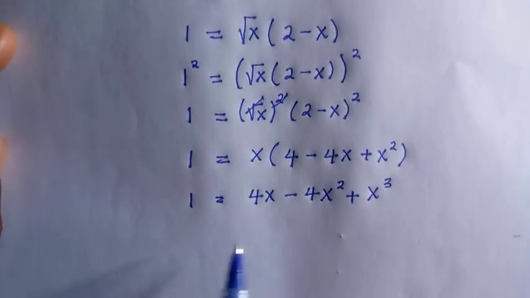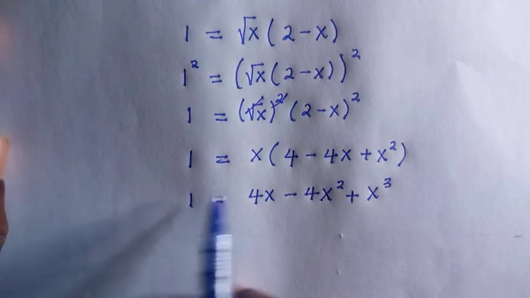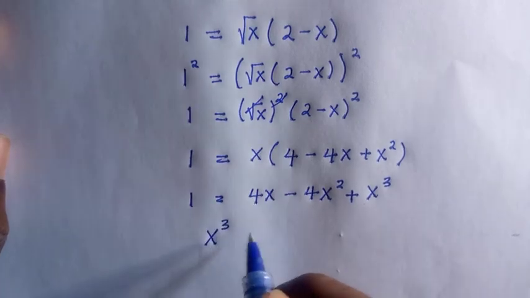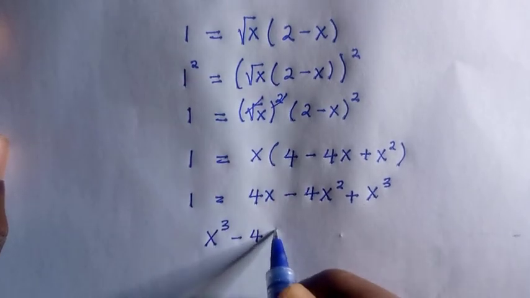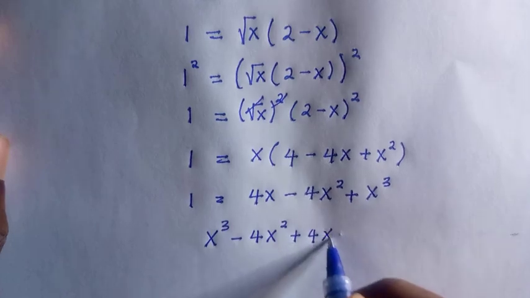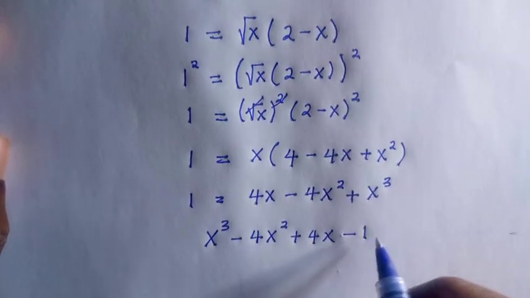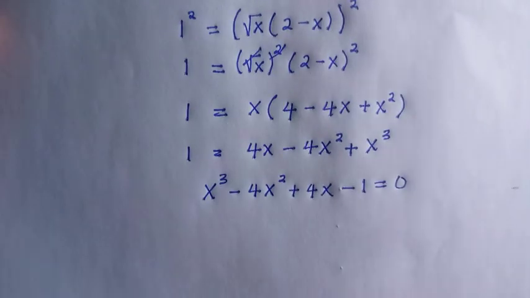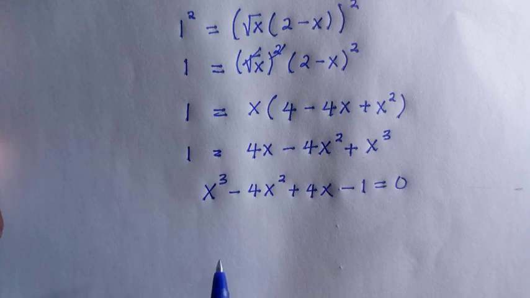If this is what we have at this stage, suppose we transfer the 1 to this side, and we have x to the power of 3 minus 4x to the power of 2 plus 4x minus 1, and everything equals 0. So we have a cubic equation.